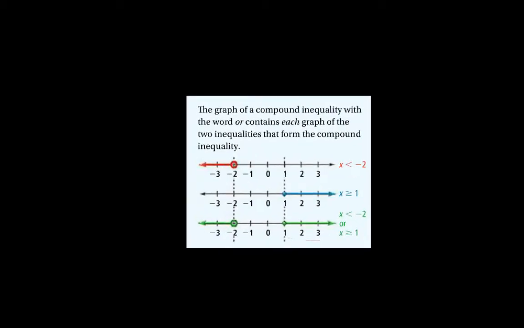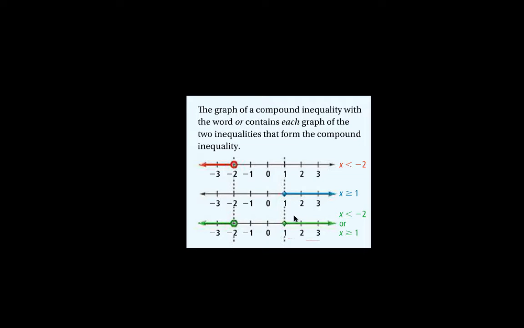Over here on the right, we have the graph of a compound inequality with the word or. So here we have two inequalities: x is less than -2 or x is greater than or equal to 1. So a compound inequality, two inequalities together, but this time with the word or. The difference between and and or: in an or inequality, our solutions only have to satisfy one or the other, not both. So x is less than -2, open circle on -2, arrow going to the left. x is greater than or equal to 1, closed dot on 1, arrow going to the right.